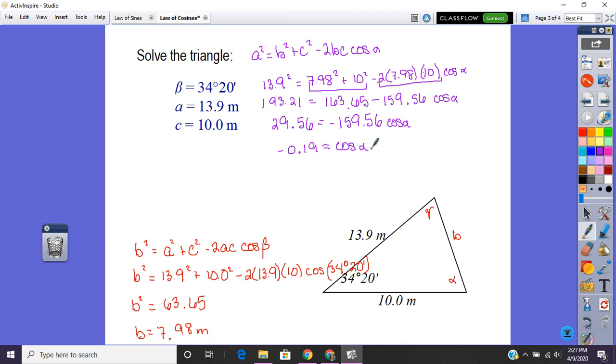So now I can use cosine inverse to actually go through and solve that. And I get alpha here to be 100.7 degrees. And then all I need to do is find gamma. Well, I know alpha, I know beta, I can find gamma by doing 180 minus those other two measures.